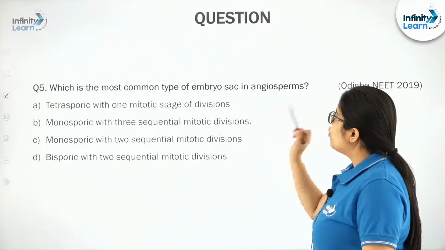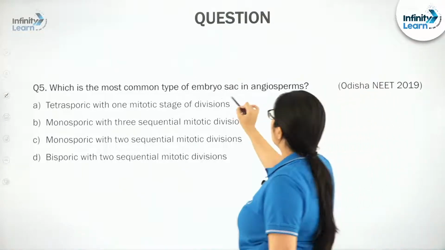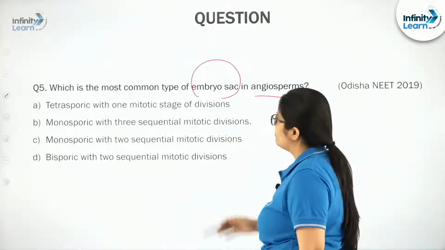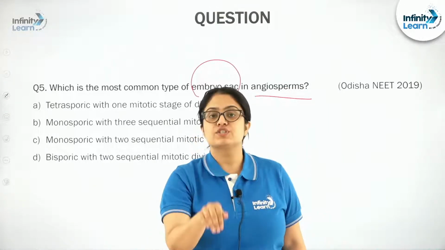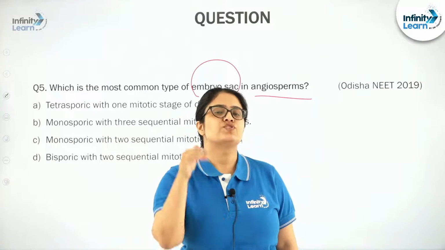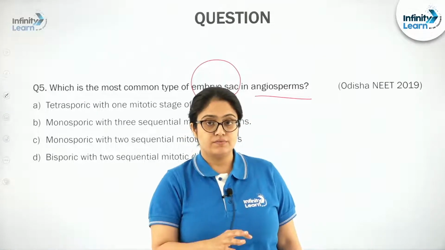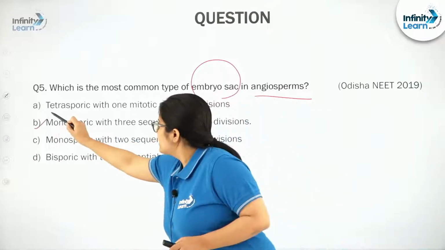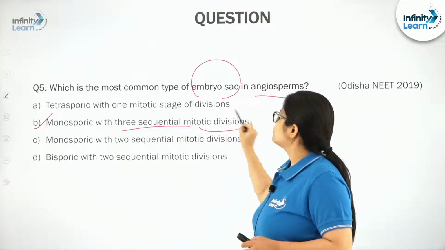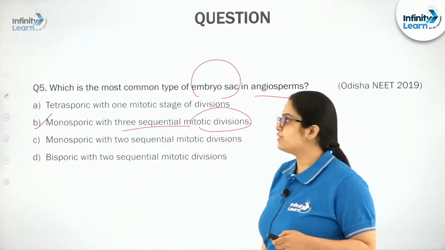Next, what is the most common type of embryo sac in angiosperms? Very simple, students, it is monosporic, which is formed via 3 sequential mitotic divisions. Yeah, see students, monosporic with 3 sequential mitotic divisions. How? Let me explain this now.